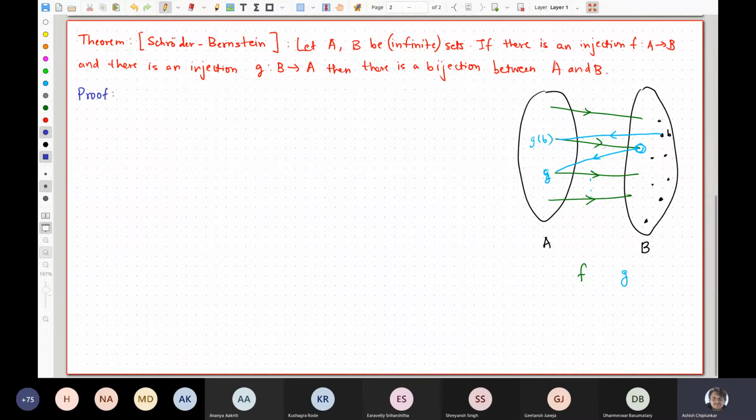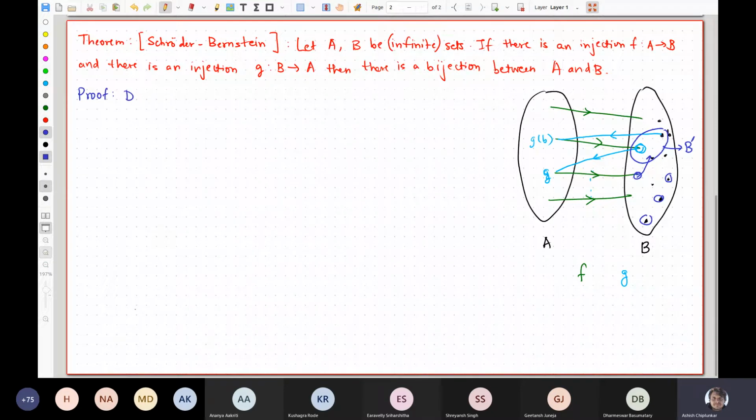Let us define the set of these elements which have a problem over here. Let us define this set as B prime. So what is B prime going to contain? B prime is going to contain all elements which don't have a pre-image under F. And it is also going to contain all those elements which are reachable from these elements via applications of G and F. So G is applied, then F is applied, then G is applied, then F is applied. So even this person will be in B prime.